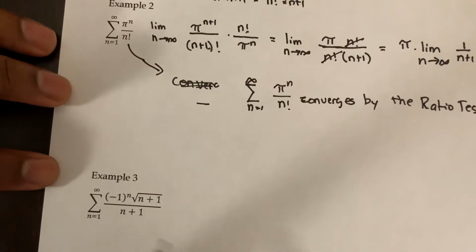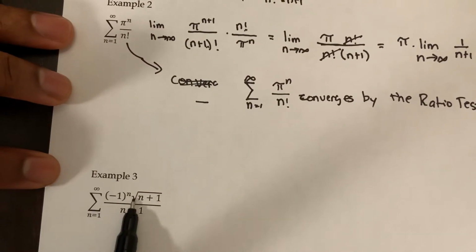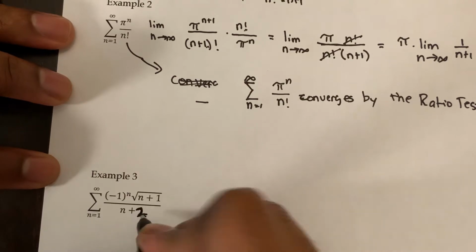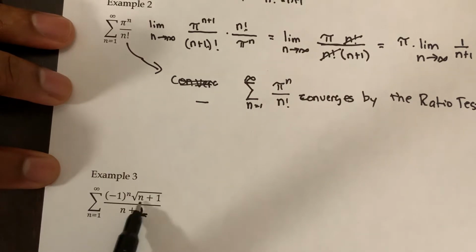So for example 3, we have negative 1 to the n times the square root of n plus 1 over n plus 1. You know what? Let's make this an n plus 2, because then if this was n plus 1, you could just say that's negative 1 to the n over the square root of n plus 1 in the denominator. So we're going to move this up.